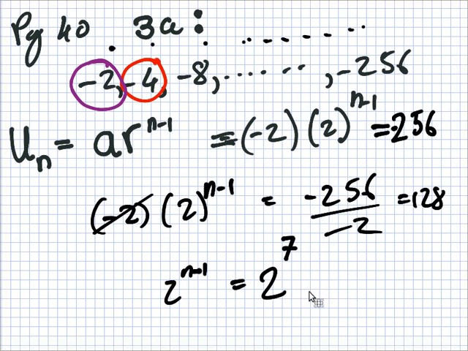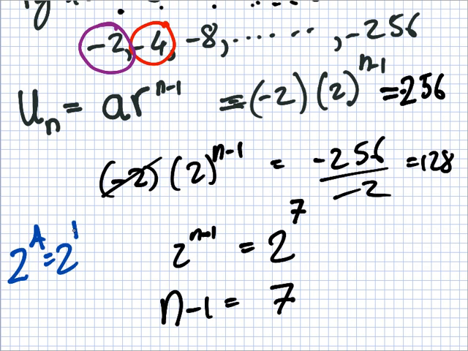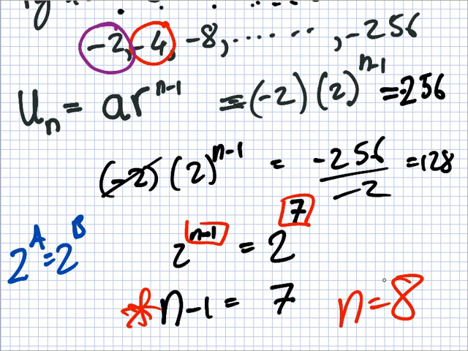Okay. So, what can we do next? n minus 1 equals 7. Then n is 8. Because if you have 2 to a power equals 2 to a power, they have to be the same. I mean, you couldn't say 2 squared equals 2 cubed, could you? No. So, if you have 2 to a power and 2 to a power, then the powers have to be the same. So that gives us n is 8 then, in the end. There's 8 numbers in total.